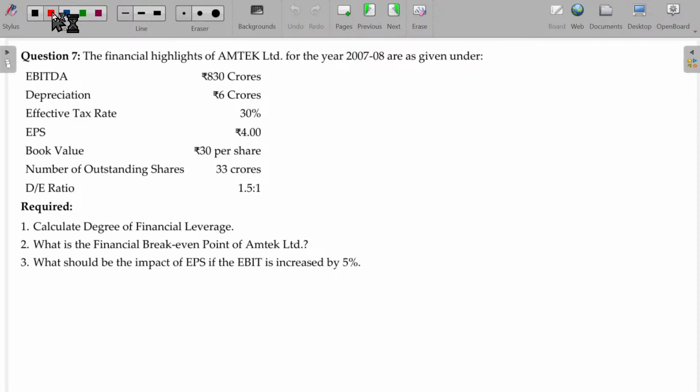Question number 7. The financial highlights of Amtech Limited for the year 2007-08 are as given below. Calculate the degree of financial leverage. So we have been given EBITDA, depreciation and all. So EBITDA, 830 crores. Earnings before interest, tax, depreciation and amortization. Any amount related to non-cash expenses like depreciation and amortization can be subtracted to get the EBIT, 824.